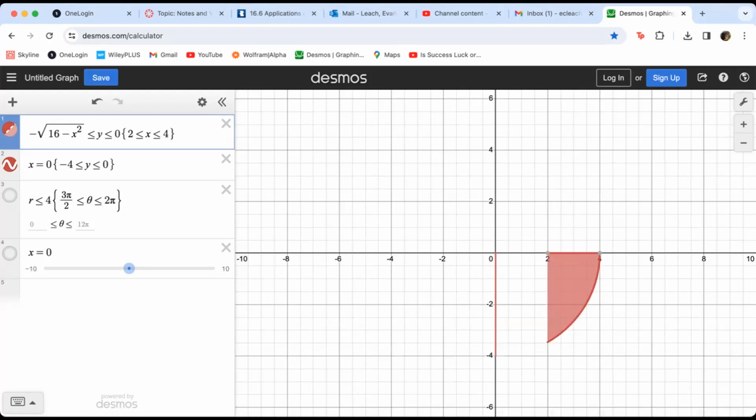Then we had to figure out where this point was down here. Negative 3.464 is apparently where it is. It won't let me highlight it. We can figure out where that is because we know what x is and we know what that circle is described as. If x is equal to 2, then that is going to be the negative square root of 16 minus 2 squared. So that'll be negative square root of 12.